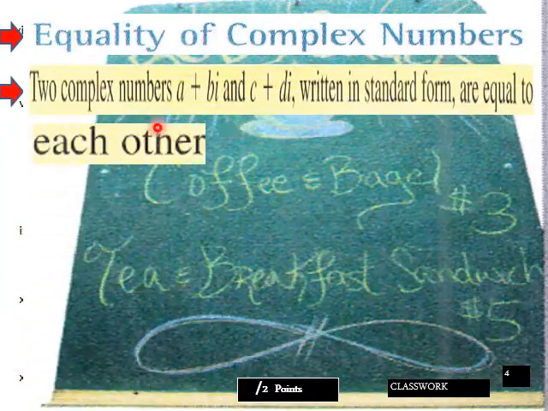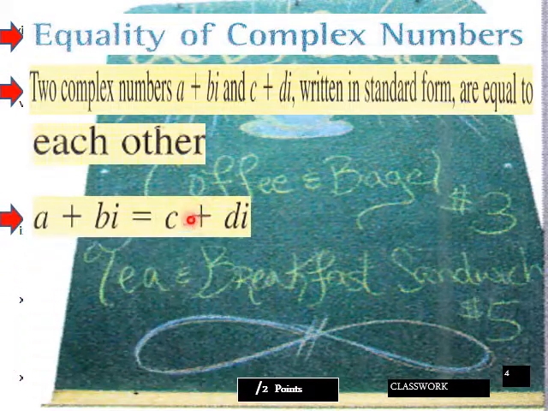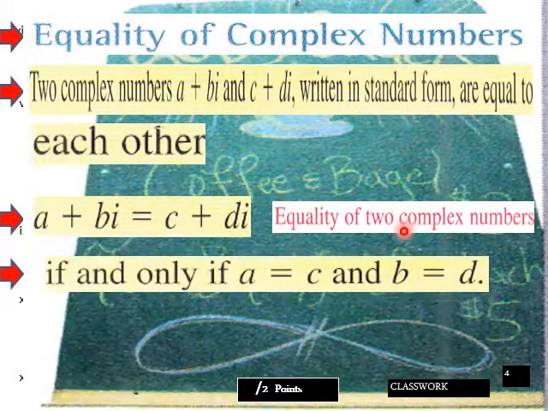So, the equality of complex numbers. Two complex numbers, a plus bi and c plus di, written in standard form, are equal to each other. So a plus bi equals c plus di if and only if a equals c and b equals d. If b equals d and a equals c, then they are equal to each other.